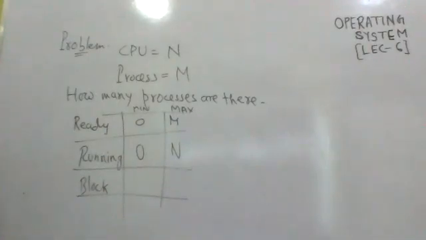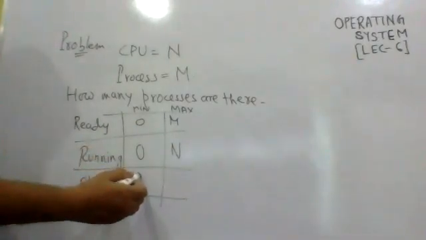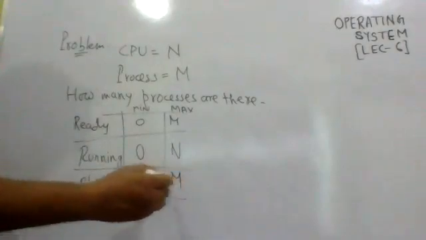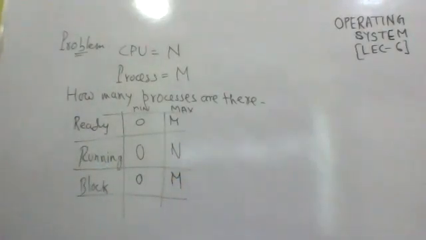And in the case of the blocked state, obviously the minimum should be 0 and the maximum should be m. So this is a very interesting problem on the different process states.